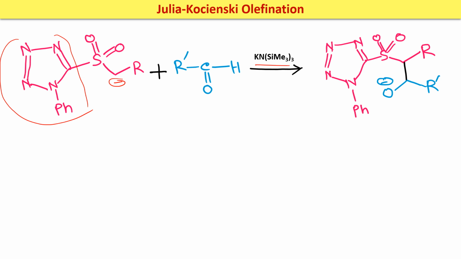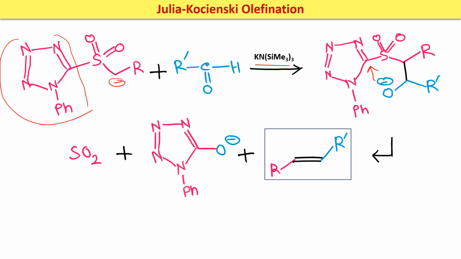So it will attack this carbonyl group and there will be a negative charge, and this negative charge will attack here, and the rest of the mechanism is just like the modified Julia with benzothiazole that you have already seen. Finally, here we have the E alkene, that is the beauty, and SO2 is the leaving group, and this is a good leaving group, right? So this is the Kocienski olefination reaction.